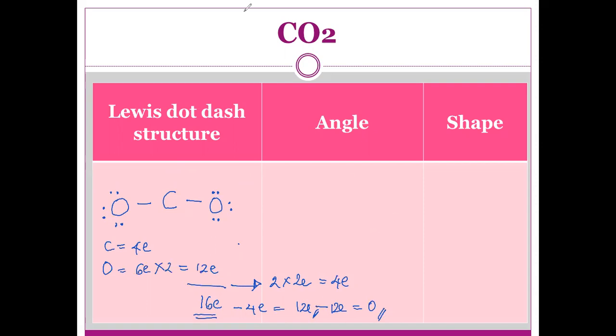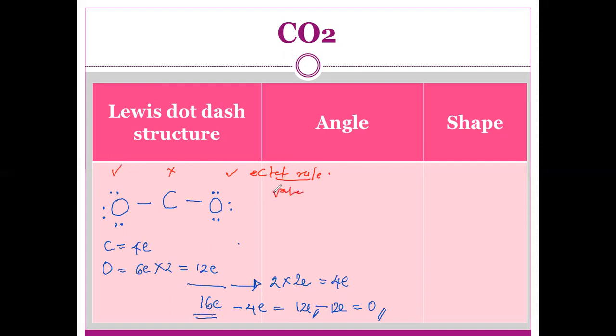And next, what is our responsibility? We have to check the octet rule and the valence electrons. When you check the octet rule, the oxygen has 2, 4, 6, 8, so the octet rule is correct. The carbon has only 2, 4, so it is not obeying the octet rule. Again, the other oxygen obeys the octet rule.